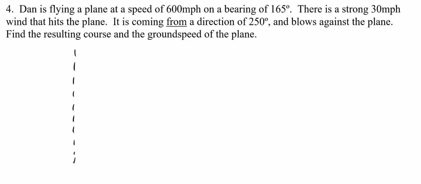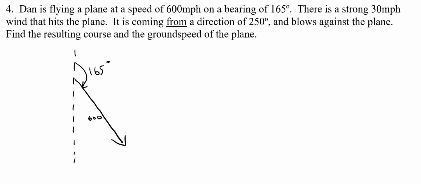For 165, what I would suggest, as opposed to drawing it really close to vertically down, is to extend it out a little bit like this. Just give yourself some room to see. So this is 165 degrees here, and it's 600 miles an hour. So that's our first vector.